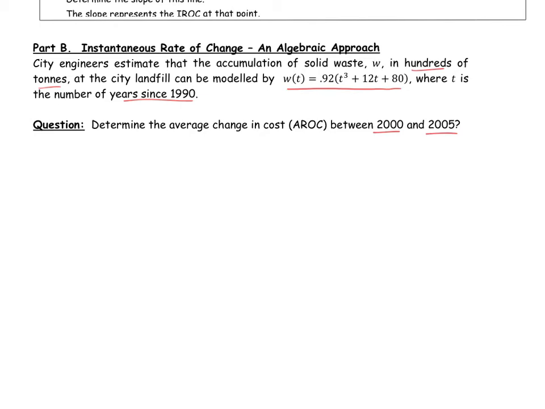One thing to note on this is it's just being tricky, right? Since this function is defined where T is the number of years since 1990, this would really mean between T equals 10 and between T equals 15. Okay, so a reminder when we're setting up our AROC, right? It's going to be y2 or f at x2. So in this case, w, the function is w at 15 minus w at 10 all over 15 minus 10. So you want to make sure that you've got that set up and you know how to get that exactly.